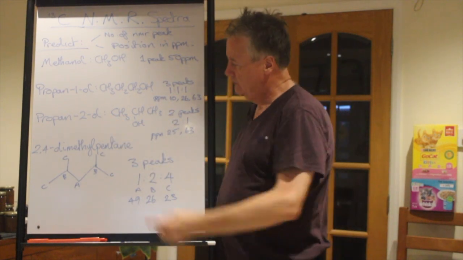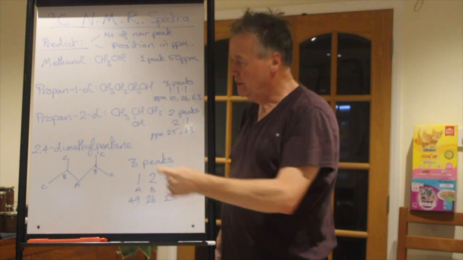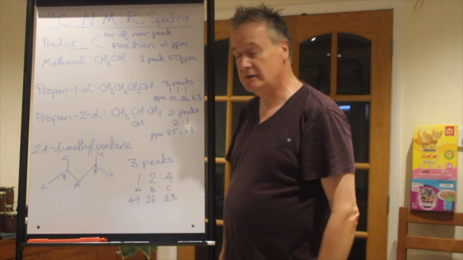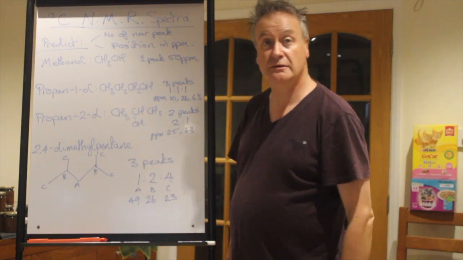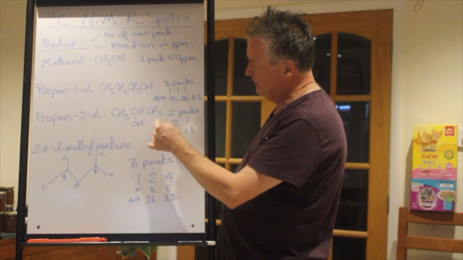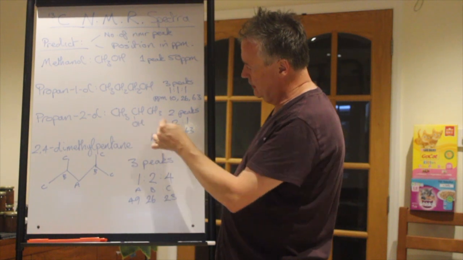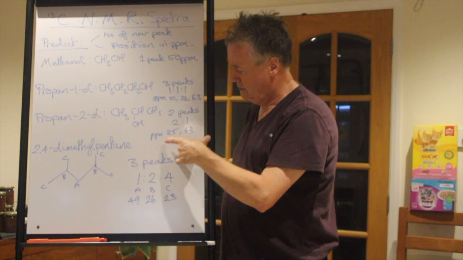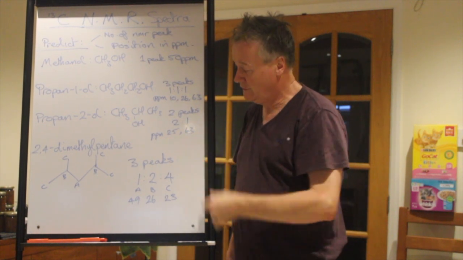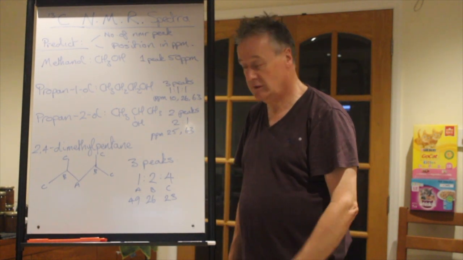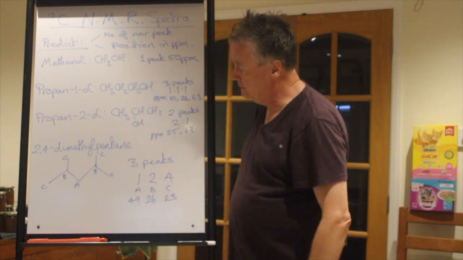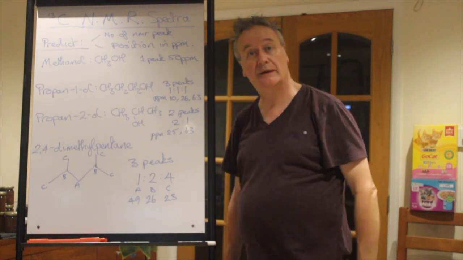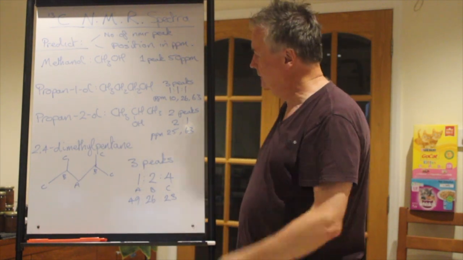Propan-2-ol. Now there are only 2 peaks because this and this methyl group are in an identical environment and that central carbon is different. So the 2 peaks, that will be 2 to 1 in peak height, and the ppms are 25 and 63, 63 being the one in the centre with the OH, so it's in that order of 2 to 1. I didn't say about the peak height, but you might like to have thought about that.